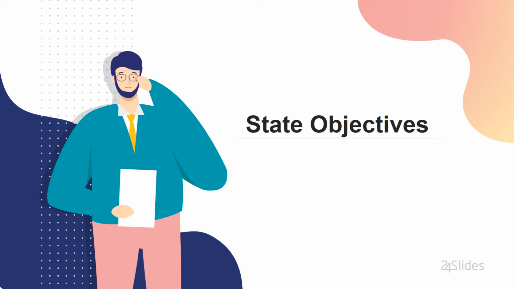State objectives. After the analysis of the learner attributes, the teacher must state standards and objectives for the learning module. This statement consists of a specification of what the learners will be able to do as a result of the instruction. In other words, objectives are the learning outcomes that students will learn from the lesson.